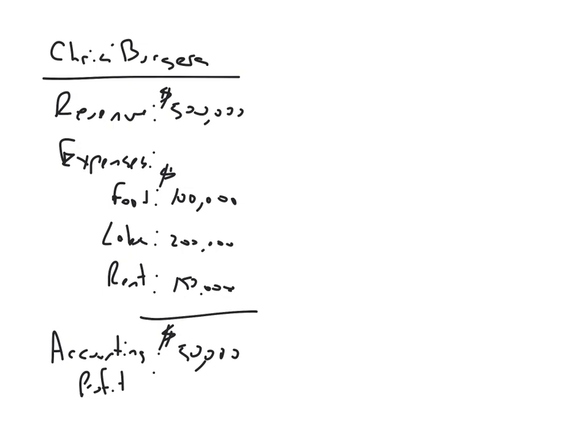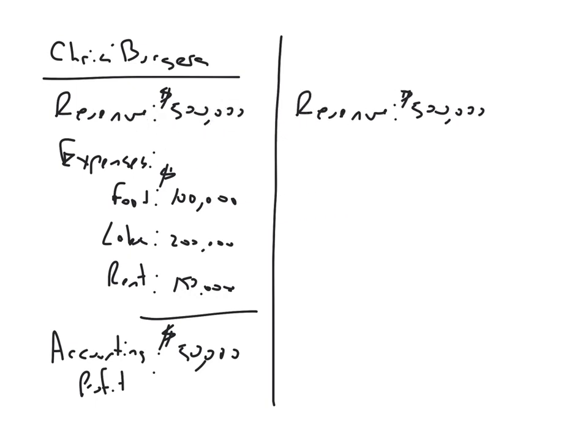Now, let's consider this from an economic standpoint. How would economists measure profit? Well, remember that economists think of costs in terms of opportunity costs, those things that we sacrifice when decisions are made. And there are two kinds of opportunity costs: the explicit and the implicit. So let's start with the same example, Chris's Burgers, and we start with the same $500,000 in revenue. So we'll just copy and paste that over here. Now we're measuring profit from the economic standpoint.